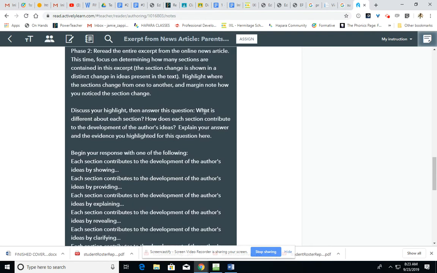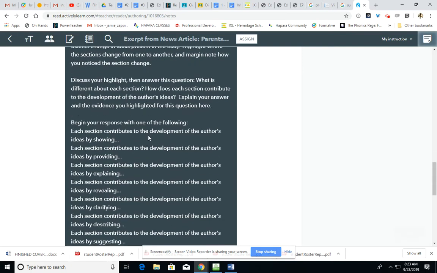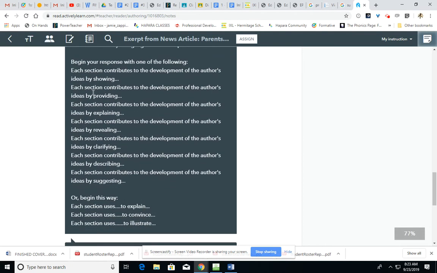So now you've established there are two parts within this. So what's the difference about each section? How does each section contribute to the development of the author's idea? And you're going to explain your answer and your evidence here. I want you to begin the wording of your answer in this section with one of the following. You could begin with, the section contributes to the author's ideas by showing, by providing, by explaining something, by revealing something, by clarifying something, by describing something, or by suggesting something. That's the easier option of a choice.